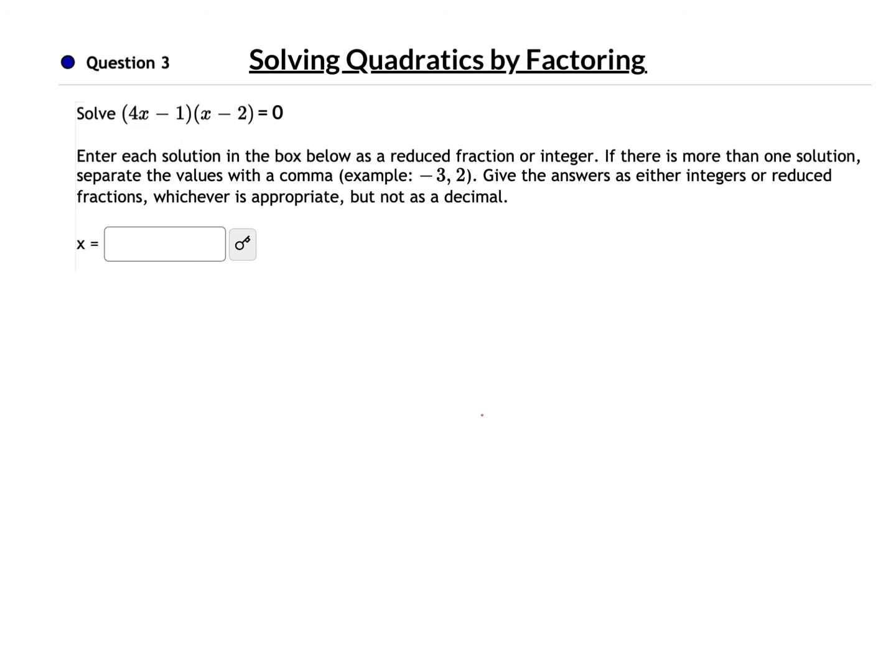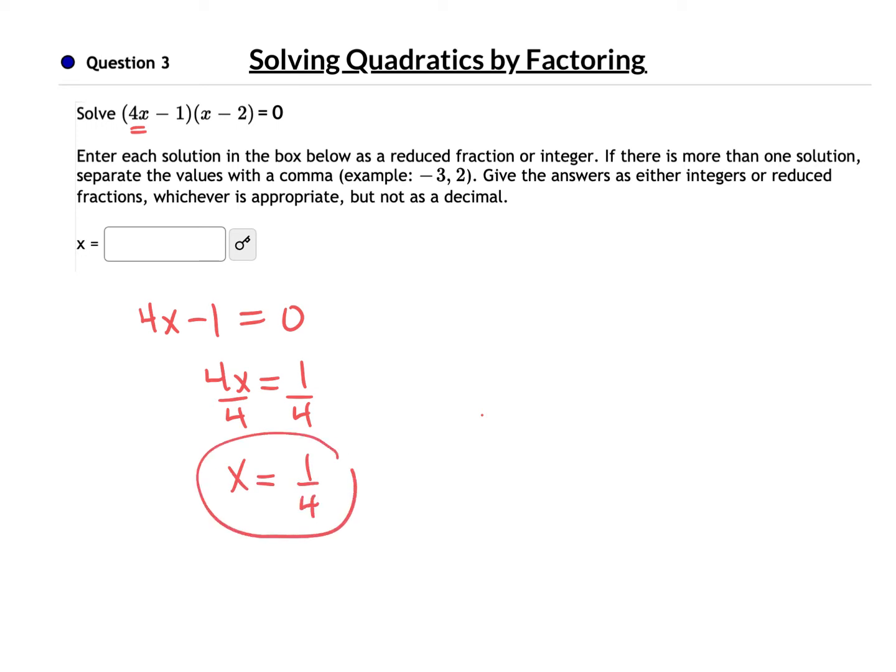For question 3, notice the number in front. This factor is going to have a fractional answer. If you're not sure what it is, just set it equal to 0. Find out what value of x makes that 0. Add 1 to both sides. 4x will equal 1. Divide both sides by 4. And x equals 1/4 is one of the solutions.